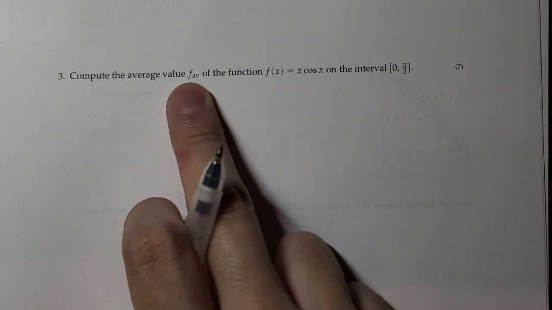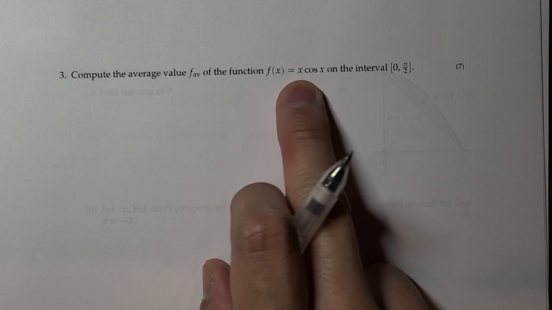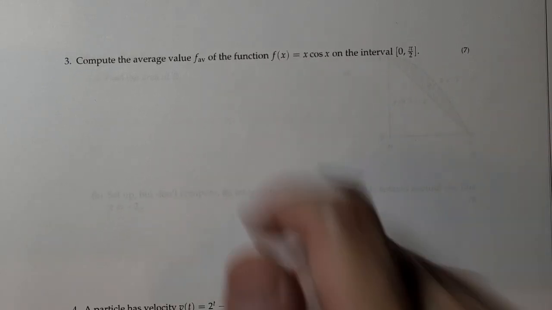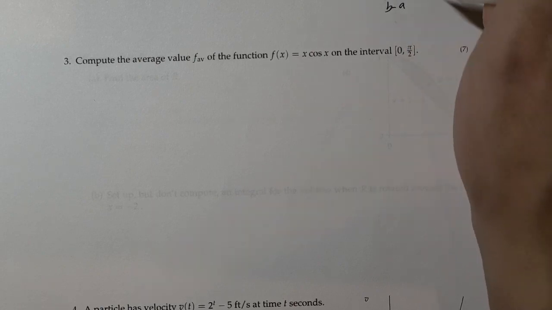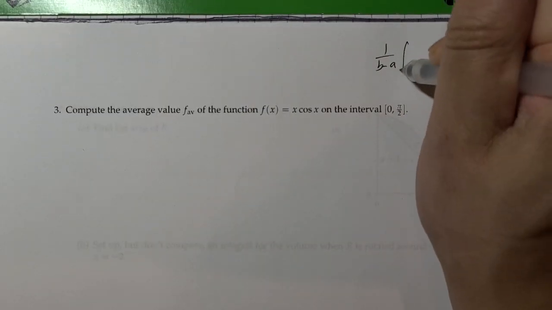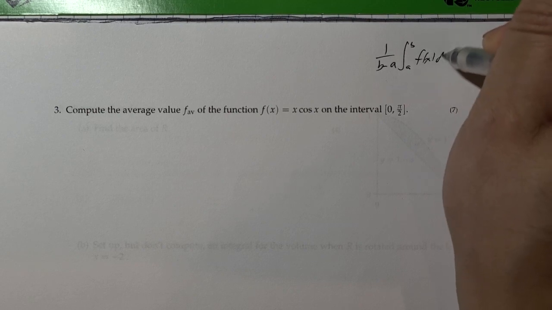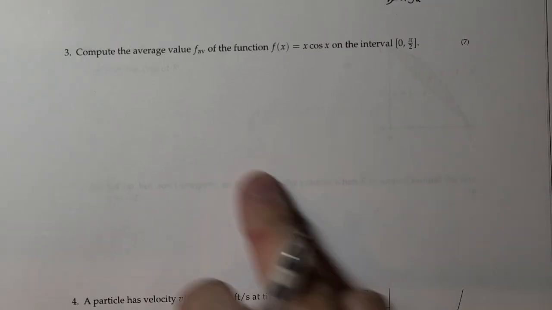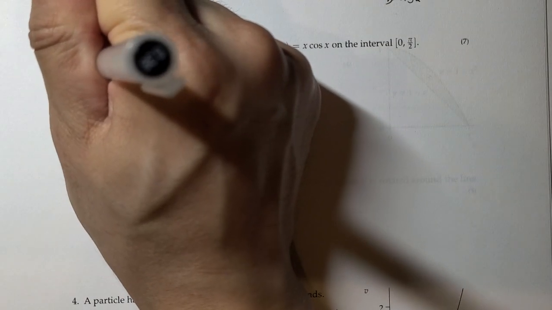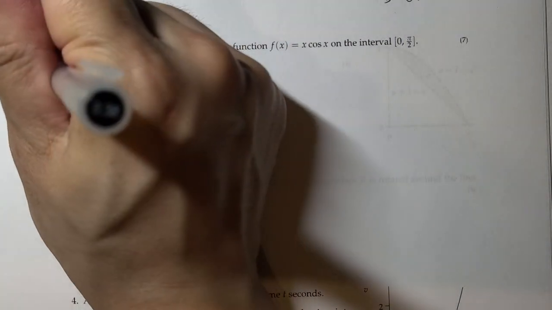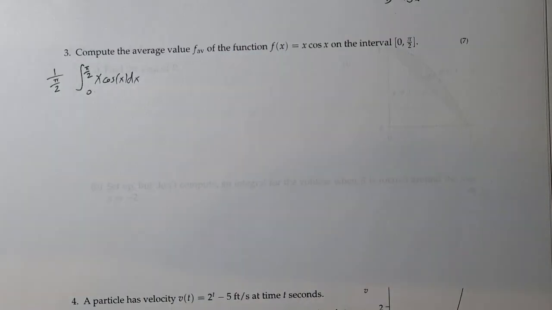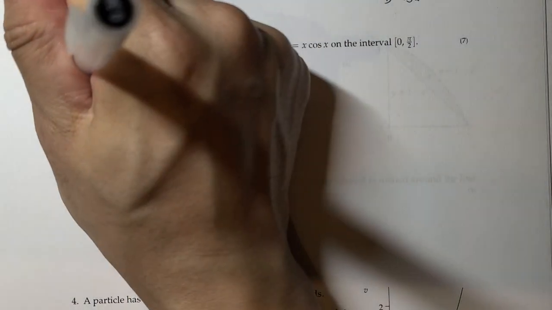The way to find average value is easy, but the integral might not be as easy. Anyway, remember, the average value is 1 over b minus a, integral a to b, f of x dx. In this case, it would be the integral from 0 to pi over 2 of x cosine x dx, and in the front would be 1 over pi over 2. Let me write it like that.